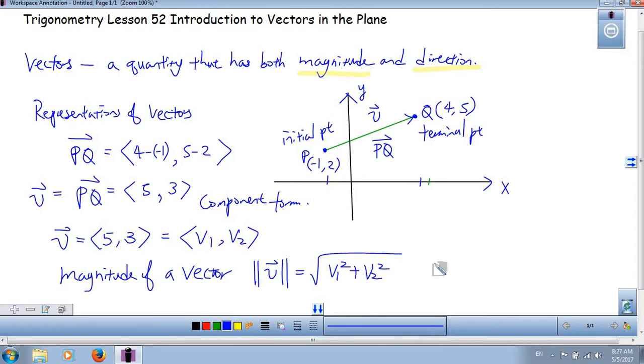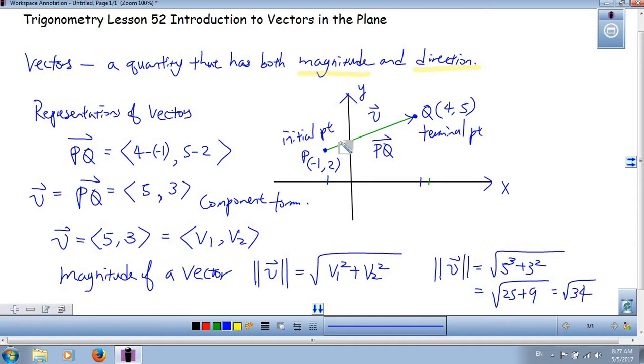So in this example of ours, the magnitude of v would be the square root of 5 squared plus 3 squared, because the initial point is -1, 2 and the terminal point is 4, 5. So the difference in x is 4 minus -1, which is 5, and the difference in y is 5 minus 2, which is 3. That's where we get the 5 and 3 from. So this would be 25 plus 9, the square root of 34. Vector V has a magnitude of square root of 34, because that's the distance. You can consider that the size of the vector V.